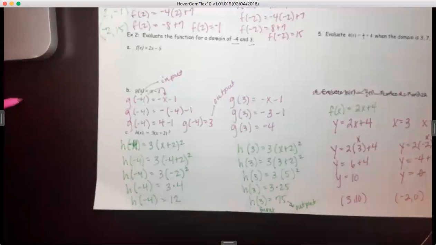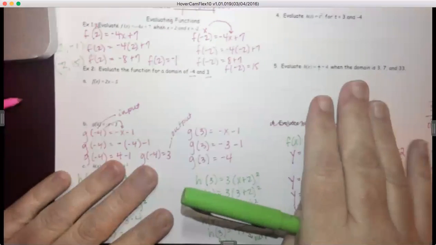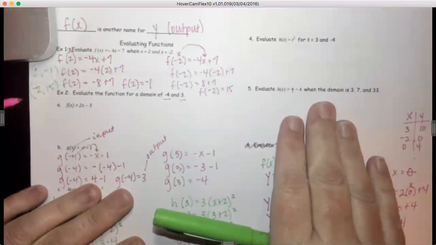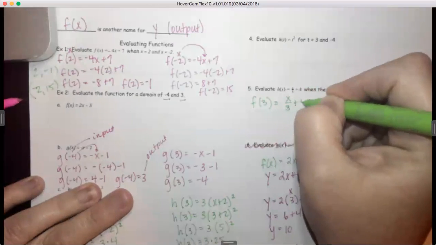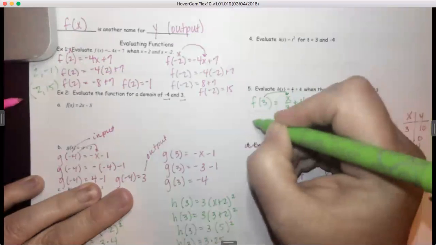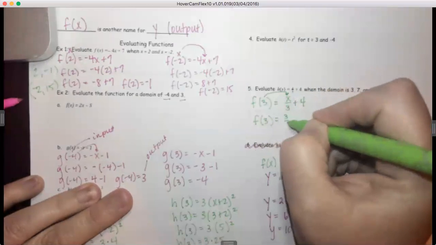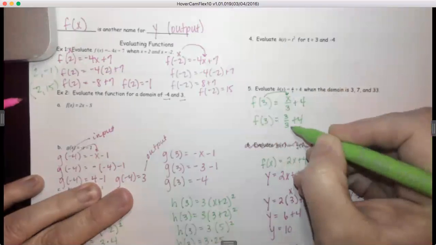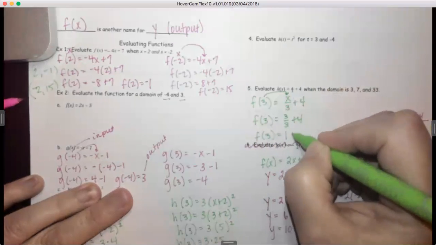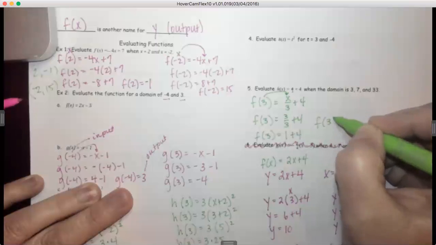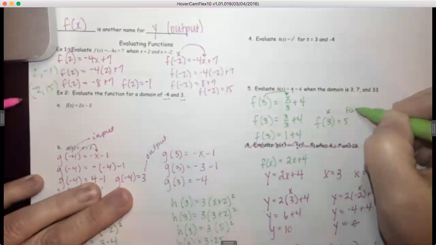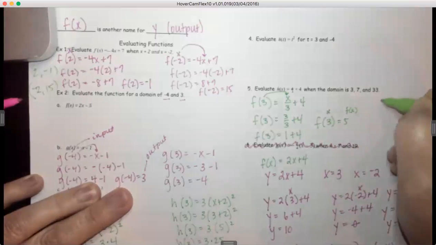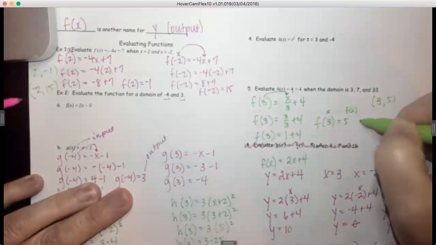Okay, it's things that you've already done before. It works the same, even if it has something scary like this. That's a fraction. So if I did f of 3 equals x over 3 plus 4, I'm still going to take this 3 and plug it in for the x. 3 divided by 3 is 1. And 1 plus 4 is 5. Again, I could write this as x, this is f of x, or what we would call y. Still, here's how it looks as an ordered pair.